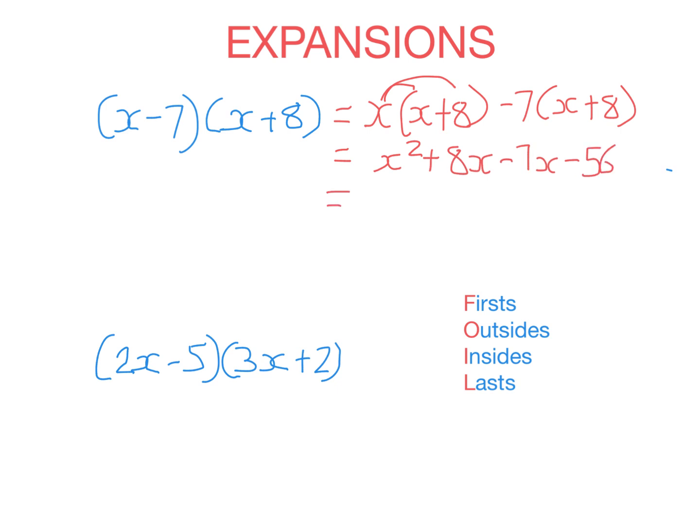So I'm now just going to simplify because I have two like terms here. So of course 8x minus 7x is just positive x, so we get x squared plus x minus 56. I can't simplify that further and I'm done.